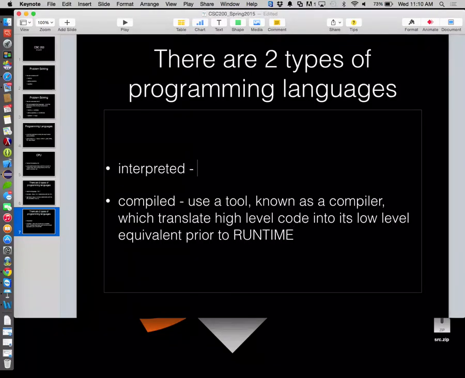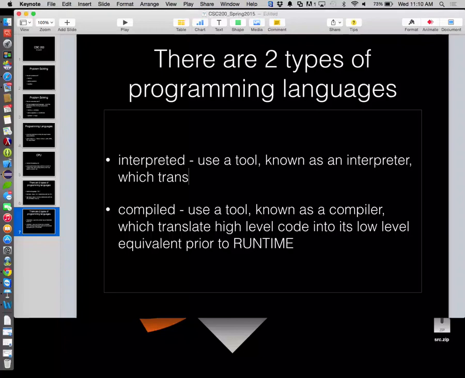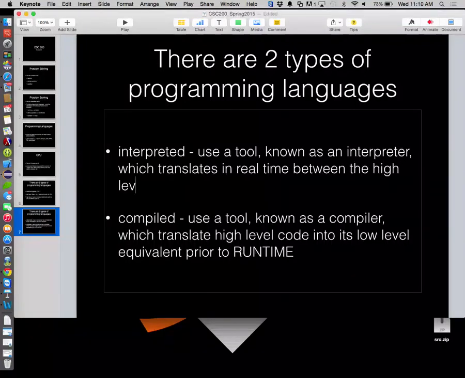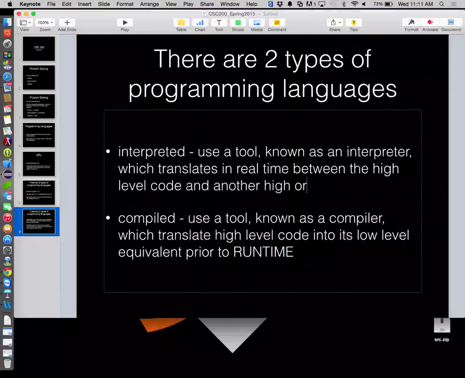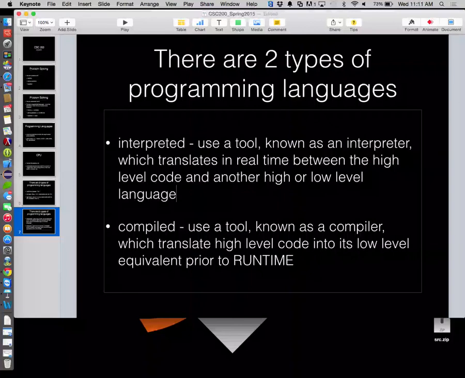Okay, alternative is an interpreted language, which uses a tool known as an interpreter, which translates in real time between the high-level code and another high or low level language. So in this case, the interpreter itself is a running program. You're not talking directly to the CPU in interpreted languages. Your program is talking to an interpreter, which is talking to something else. The interpreter is likely a compiled language, or is written in a compiled language, which then talks to the CPU. Important thing to get out of interpreted languages is this guy is slow.